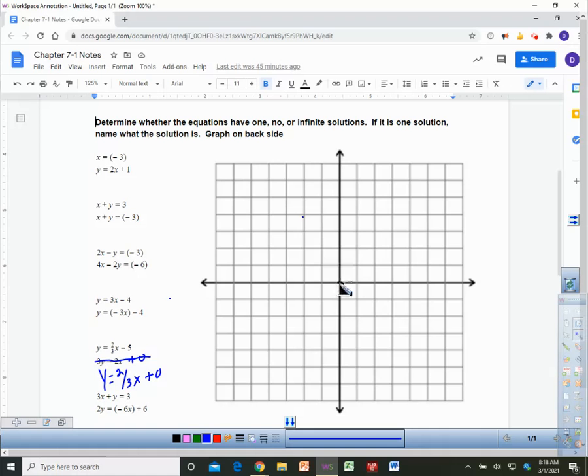So I graph them, go down to negative 5. 1, 2, 3, 4, 5. Up 2 over 3. Then do the same thing with the next one. Put a dot at 0. Go up 2 over 3.